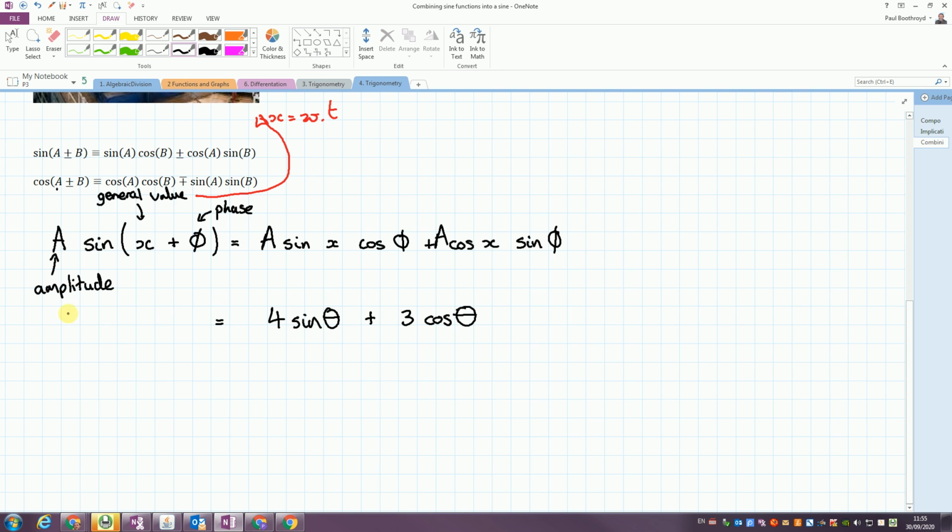And I want to write that in the form of a value of sine of theta plus this correcting phase. And I need to work out what they are. Now if we look at them and think about squaring both sides, if we were to square both sides, we'd get A squared sine squared of my function is equal to 4 squared sine squared plus 3 squared cos squared.